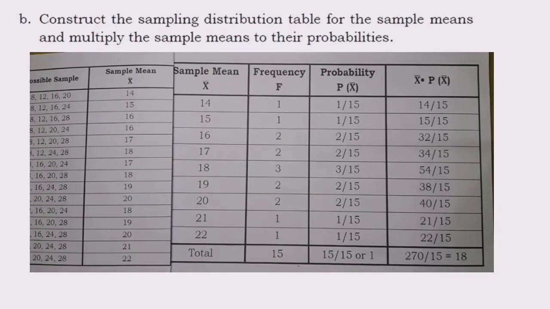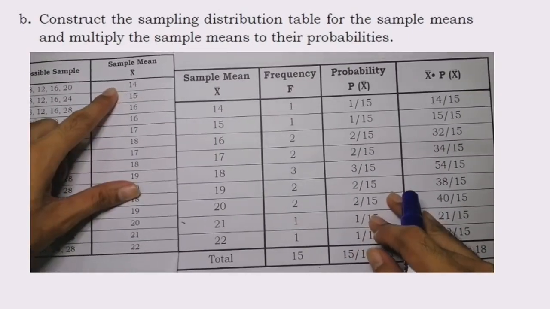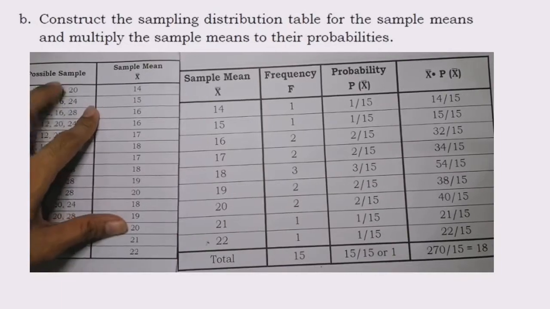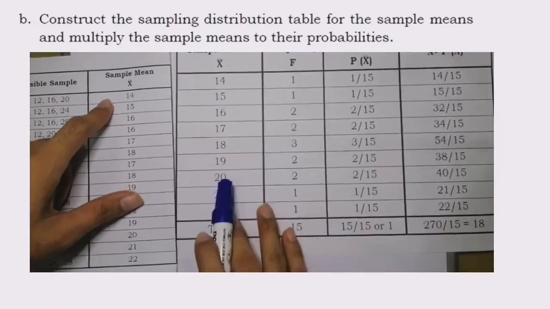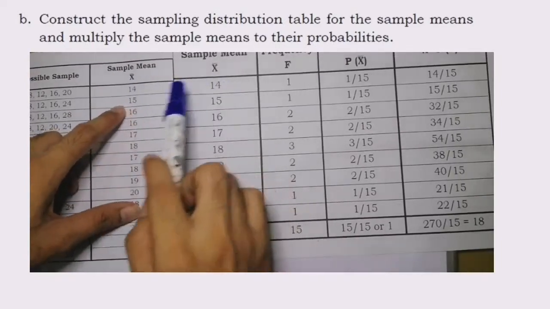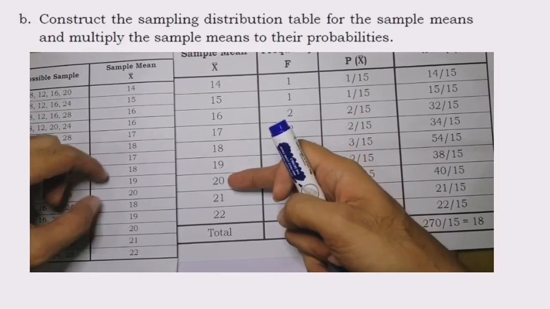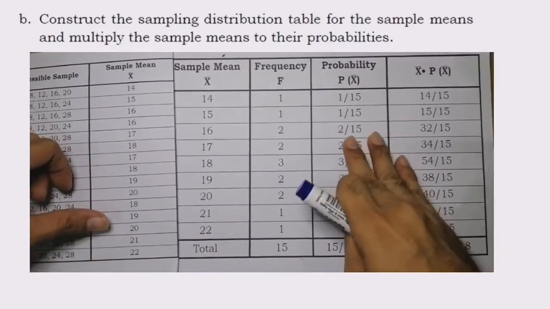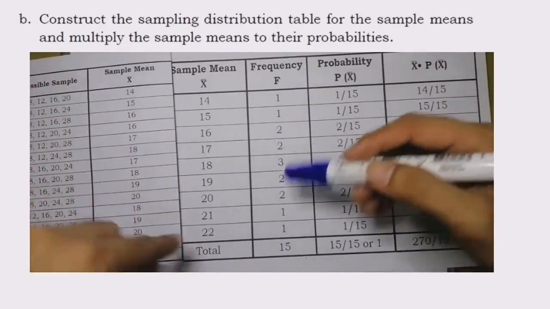Okay, sa letter B, construct the sampling distribution table for the sample means and multiply the sample means to their probabilities. So di ba ganina sa atong result, mao ni atong sample mean kana. So ato siyang gihimuan og laing table. So naa diri ang sample mean kay 14, 15, 16, 17, 18, 19, 20, 21 og 22. Frequency. Ang ibutang sa frequency is pila sila kabuok sa sample mean.